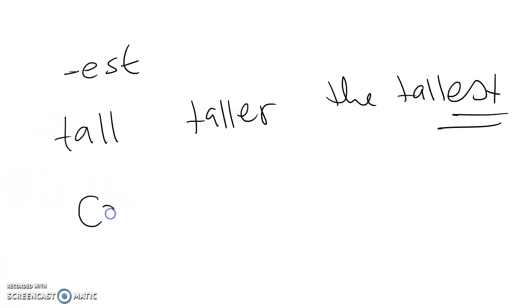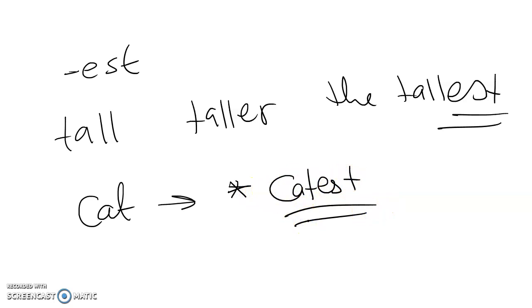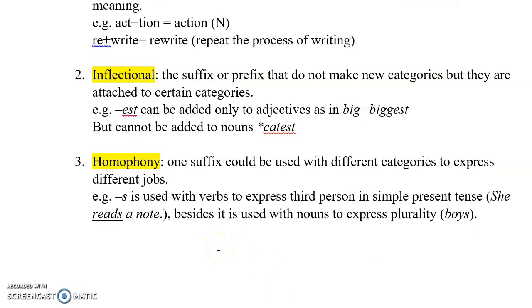Like, for example, I have cat. I can't say catist. This is ungrammatical. So for the inflectional, what we mean is that one suffix or one prefix is added only to a certain category. Now, the last type of the affixes, we have the homophony. It means one suffix could be used with different categories. Actually, it is the opposite of inflectional.